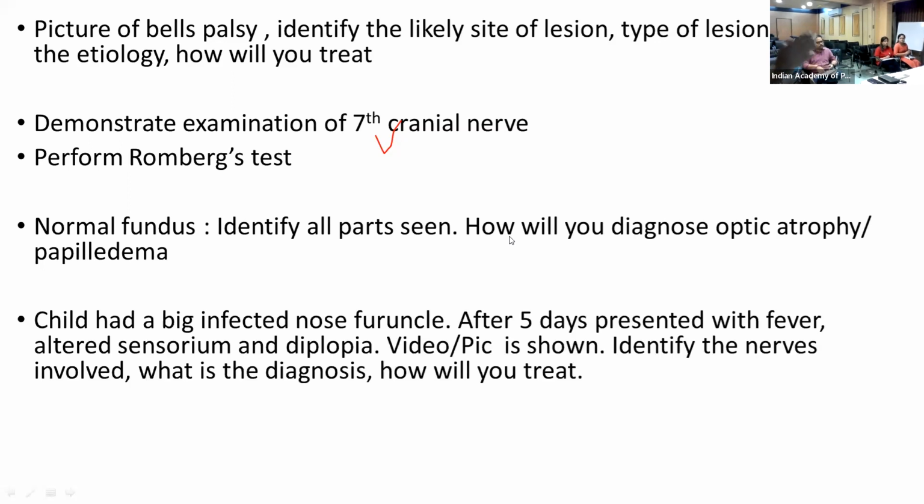Sometimes the question can be a little different. It can be: examine this child who presents with diplopia. It will not be just "examine third, fourth, sixth nerve." But you should know that when you are examining a child with diplopia, you look at third, fourth, sixth. Something like this, a case is put.